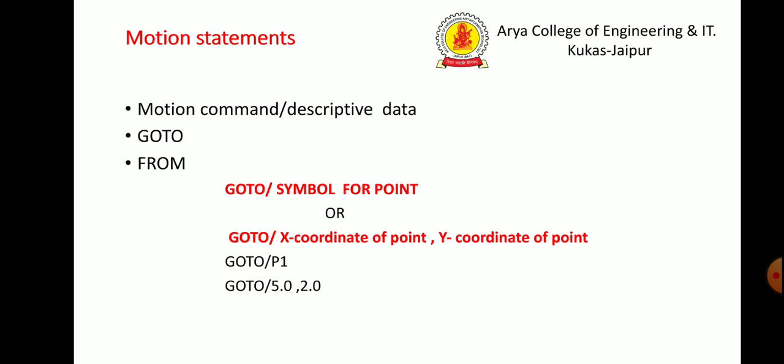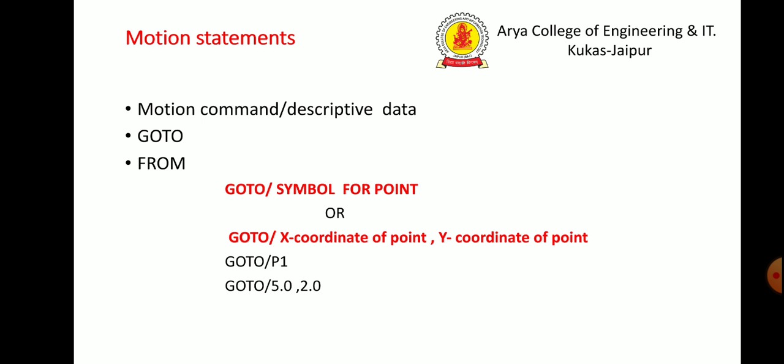Next, motion statements. After defining the work part geometry, the programmer must next construct the path that the cutter will follow to machine the part. This tool path specification involves a detailed step-by-step sequence of cutter moves. The moves are made along the geometry elements.